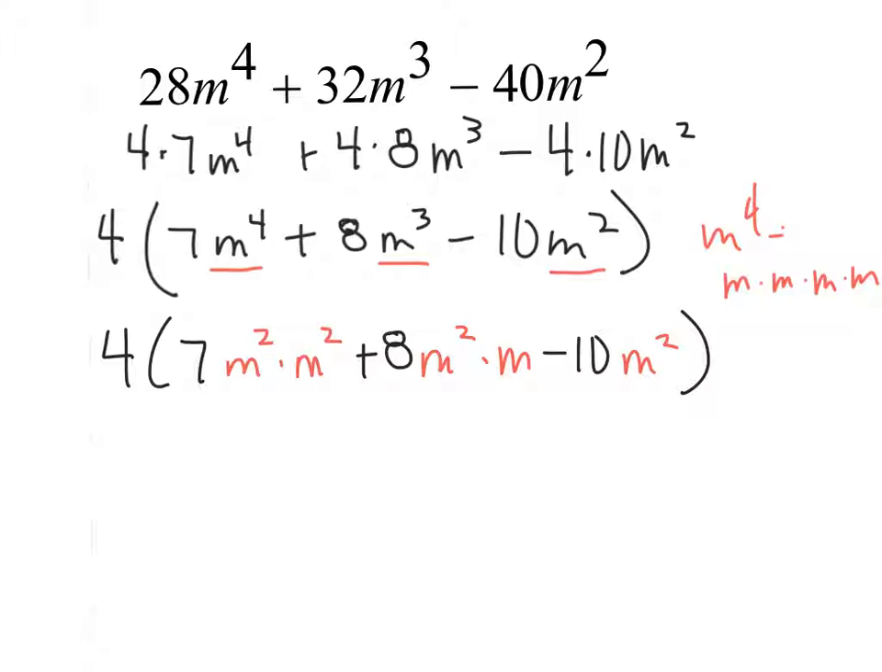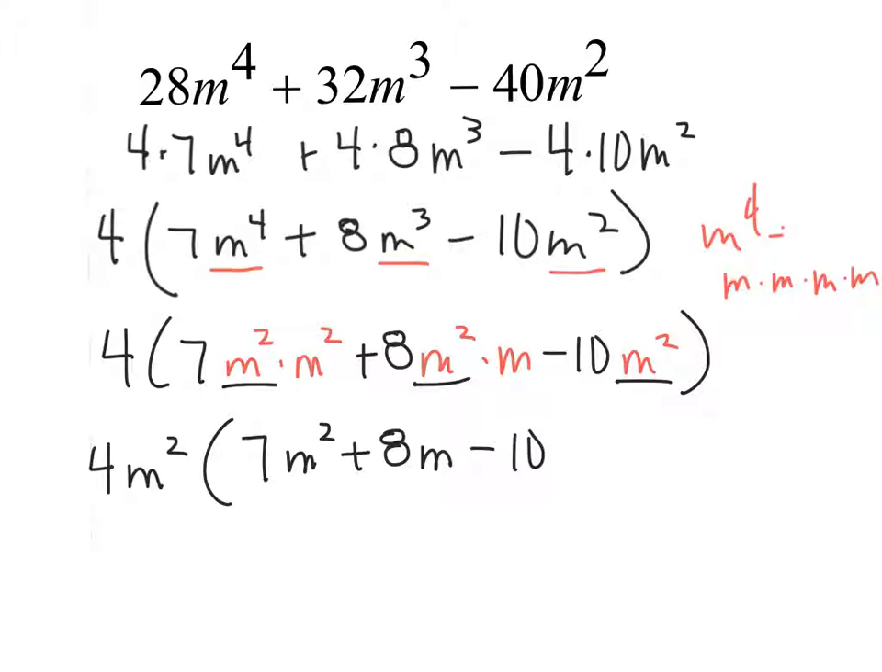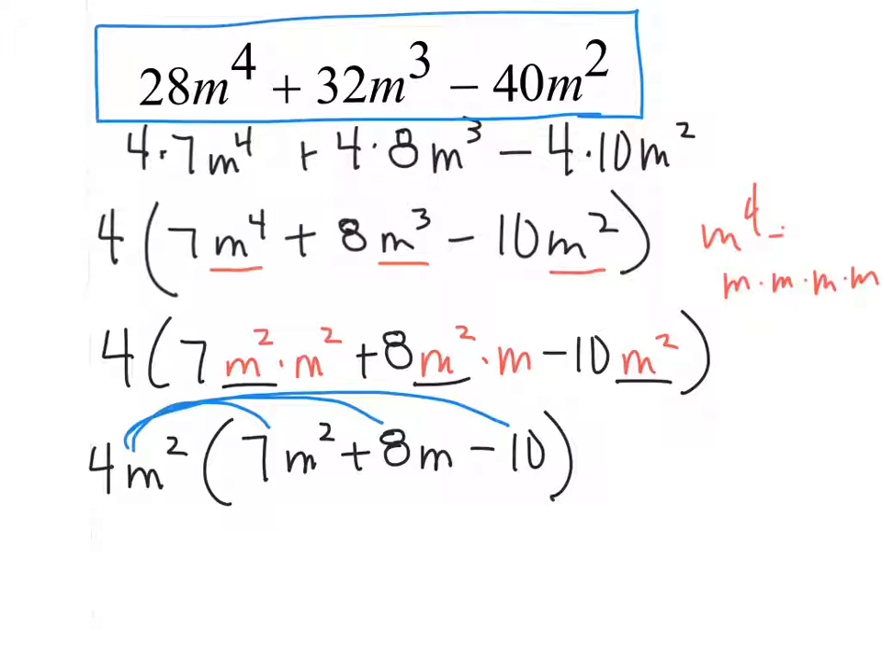to factor it out. So we'll include that m squared with our 4 out in the front, and we end up with 7m squared, because we took that one out, plus 8m, because we took that one out, minus 10 because we took that out. We factored it out and stuck it in front. So now you can recall that this is just a distribution process, and we could distribute that 4m squared back in each one of those terms, and we'd end up with the polynomial that we started with.